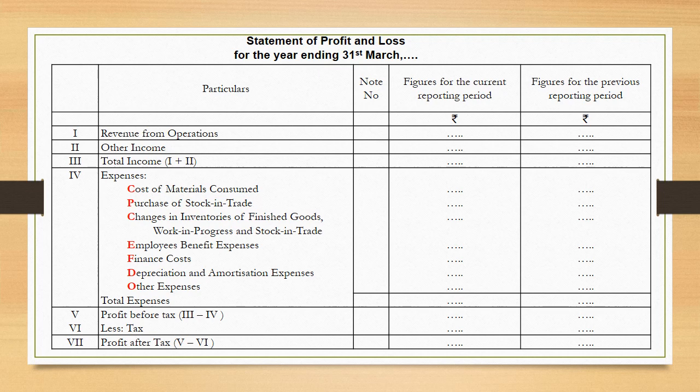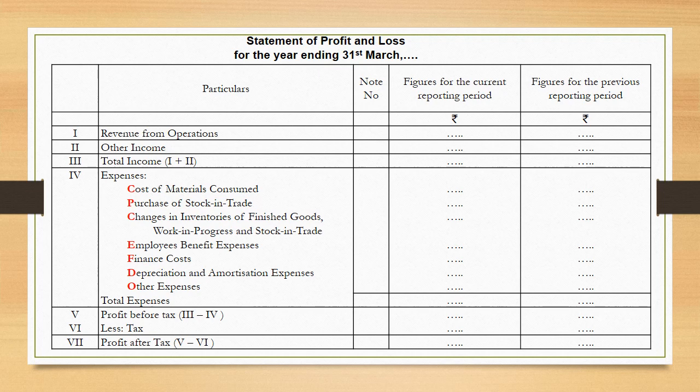Fourth is expenses. For expenses, you can see I have marked with red CPCEFDO. This is how I remember it. C is for cost of material consumed, purchase of stock in trade, changes in inventories of finished goods, work in progress and stock in trade. E is for employee benefit expenses, F is finance cost, D is depreciation and amortization expenses, and O is other expenses. Once you get the total of these 7 items from expenses, you will have total expenses.